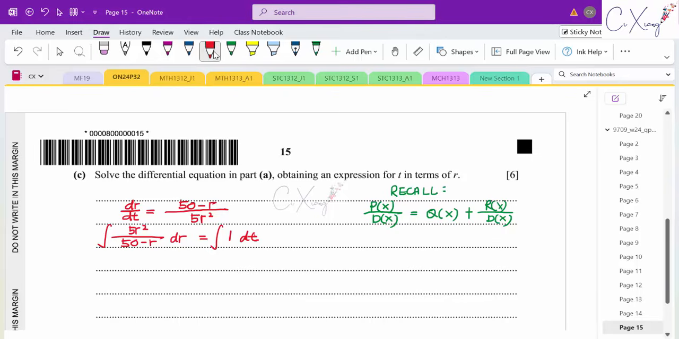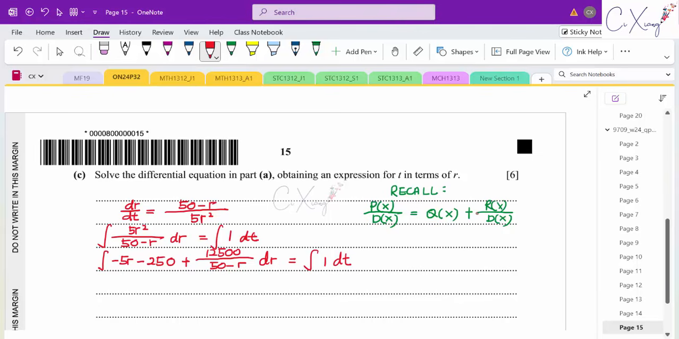According to part B, what's the quotient? It is negative 5r minus 250. Then plus remainder over the divisor. My remainder is 12500. My divisor is 50 minus r. And it equals the integration of 1 dt.